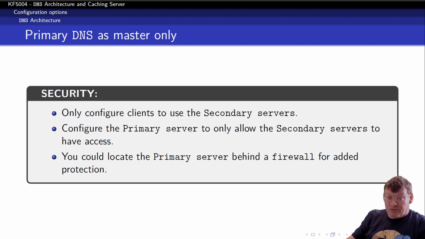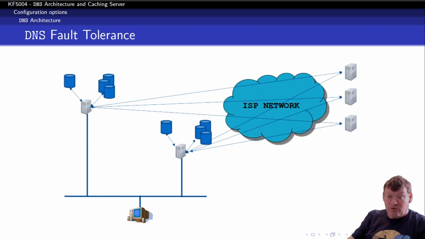So now that we've got that, what have we really got? Well, take the primary out of the equation now. We don't need the primary in this discussion. The primary is feeding the data to these secondaries. So where's the fault tolerance? Well, the fault tolerance we've got is this machine can be forwarding to several servers on the internet, as can this one. This will be caching.